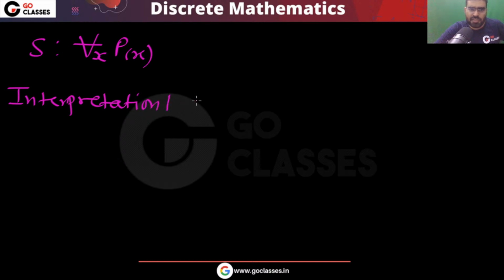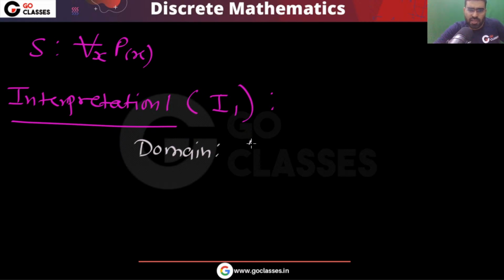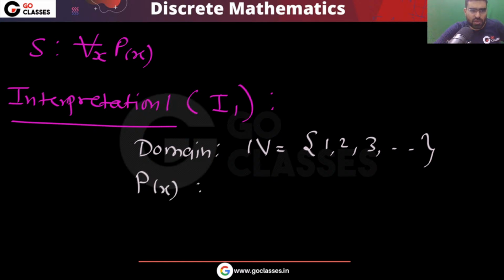Let me give you interpretation 1. Let me call it I1. So what is this interpretation 1? In this interpretation 1, the domain I am giving you is, let's assume, the set of natural numbers: 1, 2, 3 and so on. And the predicate that I am giving you is, let me assume, x is prime. Okay, this is the predicate. Let's assume P(x) is, or I can say, x is even.